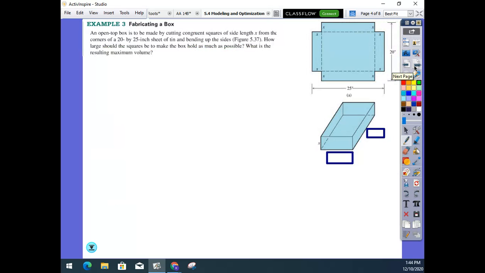All right, here's our box problem. So how do we find the dimension or the volume? Let's read the question. An open top box is to be made by cutting congruent squares out of a corner. So it's 25 by 20, but we're going to cut out corners of x and fold this corner up. All right. And we want the maximum volume. So volume of a prism, length times width times height.